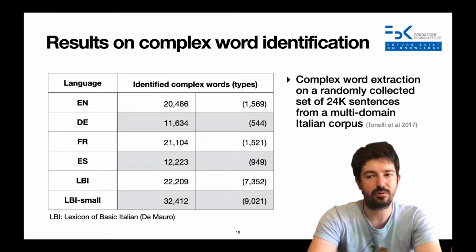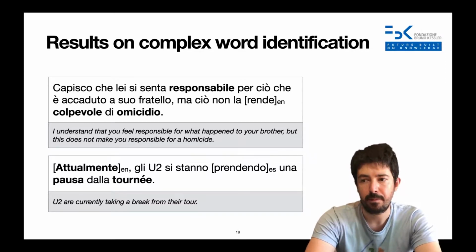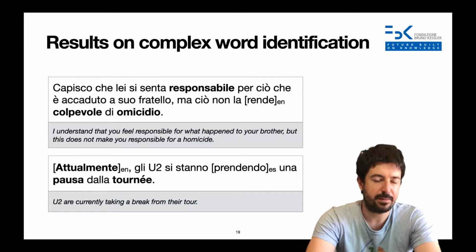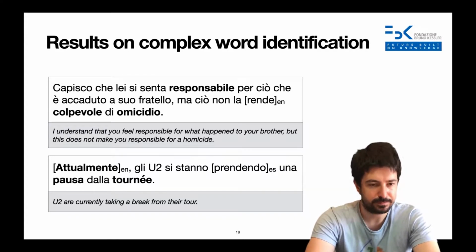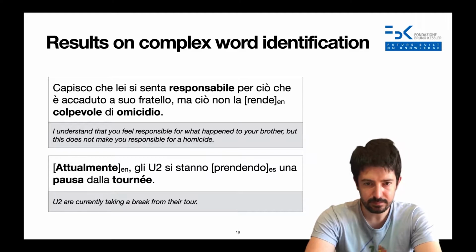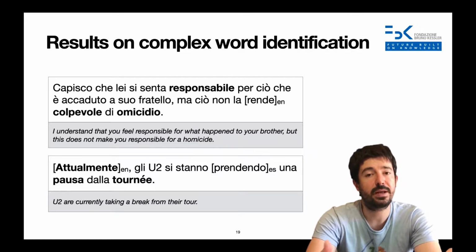Generally, the vocabulary-based approaches are less conservative and reward less frequent words. A strategy targeting the language of Italian non-native speakers, instead, seems to be more focused. This slide shows some example sentences with different complex word identification strategies. LBI small output is in bold, while the results of our system are shown in brackets. In these examples, responsabile, colpevole, omicidio, attualmente, pausa and tournée are considered difficult by the LBI small dataset, while rende and attualmente are false friends in English and are considered complex by our system.